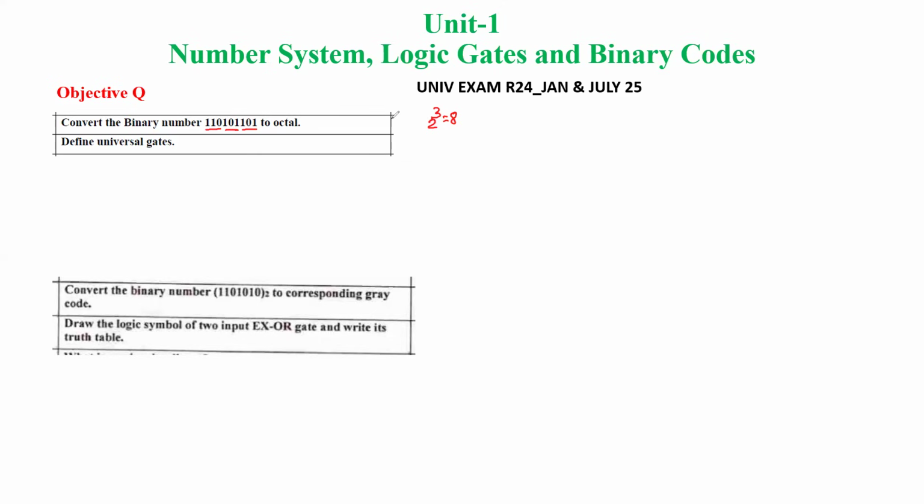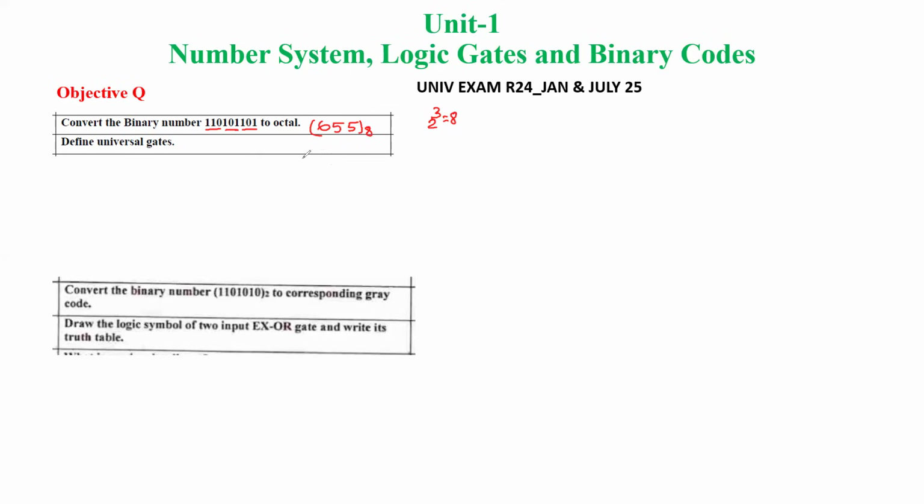So first one is what we have, 110. 110 is equivalent to how much? 6. Next we have 101. So 101 is what? 5. And again 101 is what? 5. So finally this will be 655 in octal numbers.